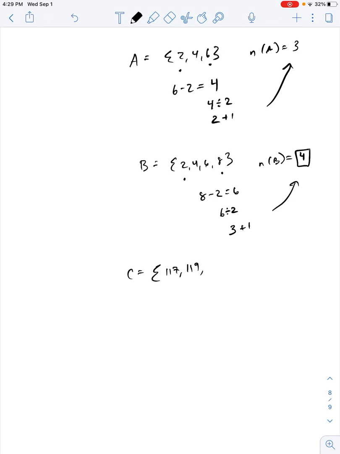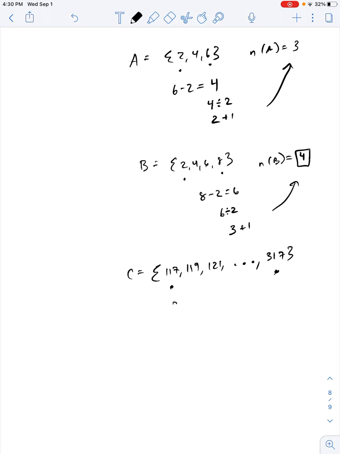117, 119, 121, 317. Now it looks like we have odds. 117, then 119, then 121. They're odds this time. Right? But it's still the same idea.